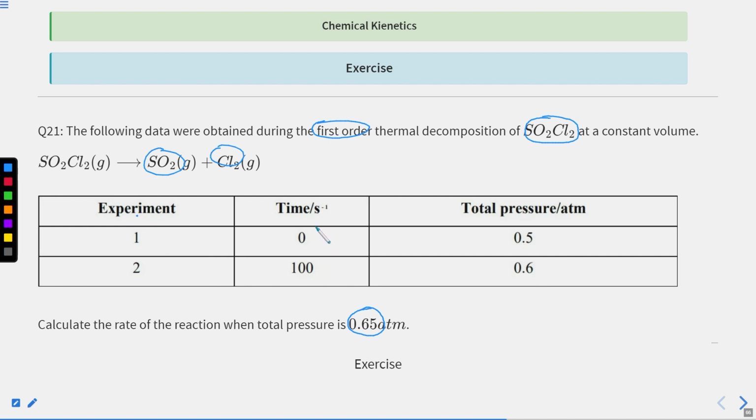First, at time t equals 0, the total pressure was 0.5, and at time t equals 100, the total pressure is 0.6. Clear? Now we have to calculate it for 0.65. So let us calculate it. First of all, we will try to find the integrated rate law for the given reaction. So let us see this.